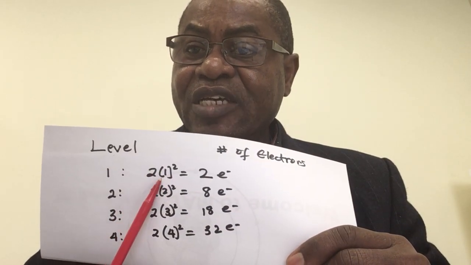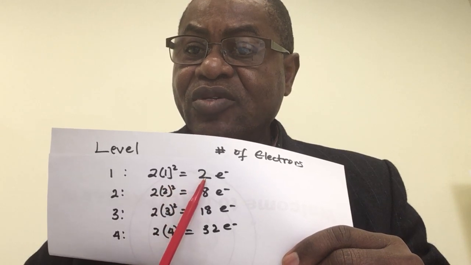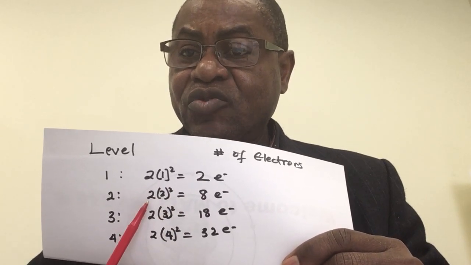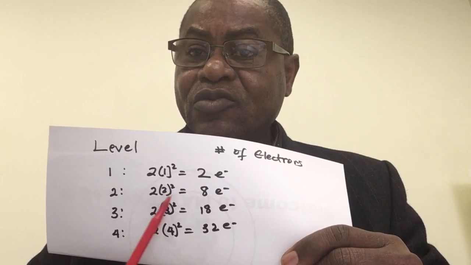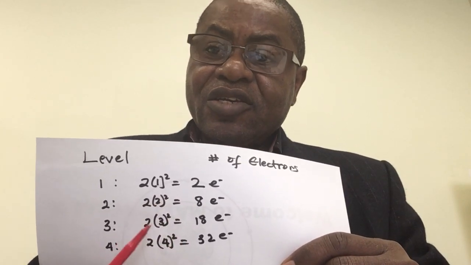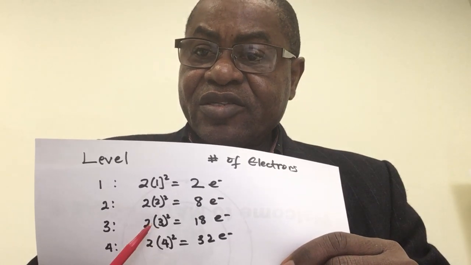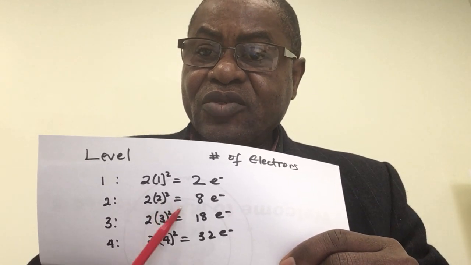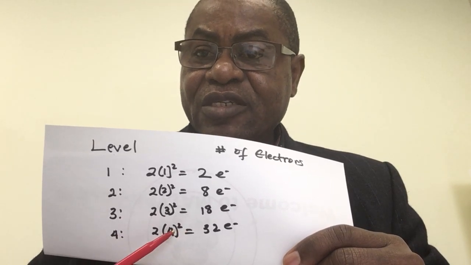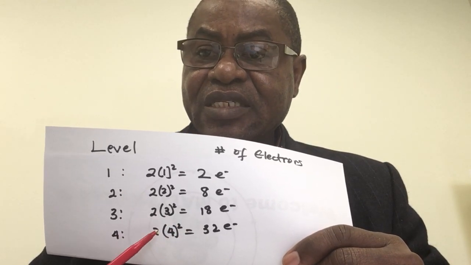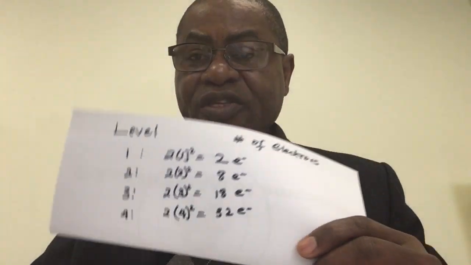So 2 times 1 squared will give you only 2 electrons. If you have energy level 2, 2 squared is 4, and 4 times 2 gives you 8 electrons. If you have energy level 3, 3 squared is 9, 9 times 2 is 18 electrons. And going to the fourth energy level, 4 squared is 16, times 2 is 32. So this is how electrons are arranged in atomic orbitals.